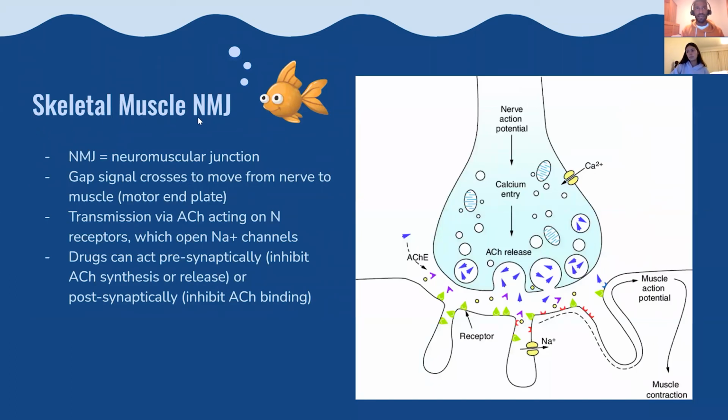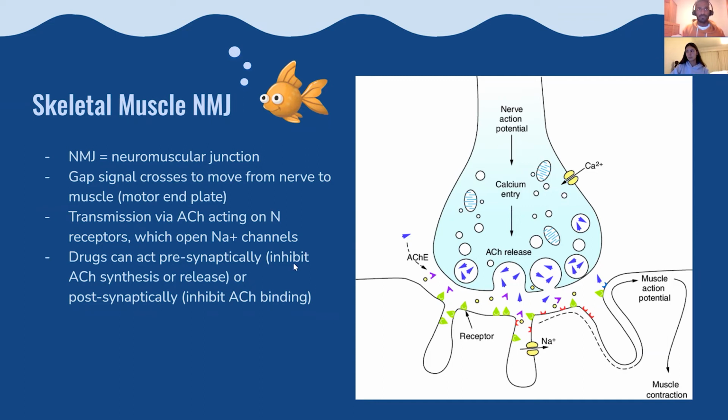Okay, so what happens at the neuromuscular junction, or the NMJ? This is when our nerve actually targets the muscle. So we have a little gap here that the signal crosses, and that gap is termed the motor end plate. The transmission will occur via acetylcholine, which is these little mouses here, and that will act on N receptors, and activation of those will open our sodium channels and cause the depolarization of this muscle.